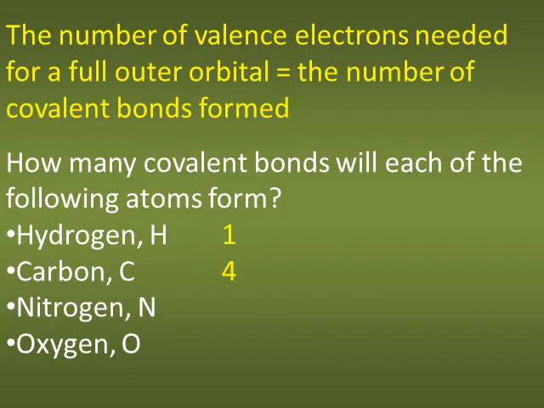Now, nitrogen is atomic number 7. Therefore, it has 2 electrons in the first orbital and 5 valence electrons. So to get to that stable octet, it will need 3 additional electrons, and it'll make 3 bonds. Oxygen, atomic number 8, has 2 electrons in its first orbital and 6 valence electrons in its second orbital. Thus, it needs 2 electrons to reach the octet, and it will form 2 bonds.